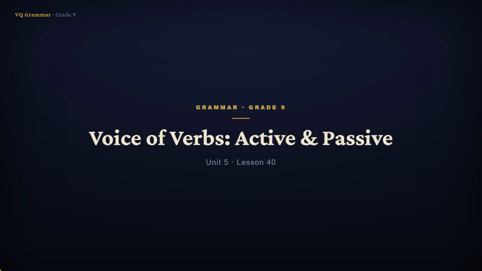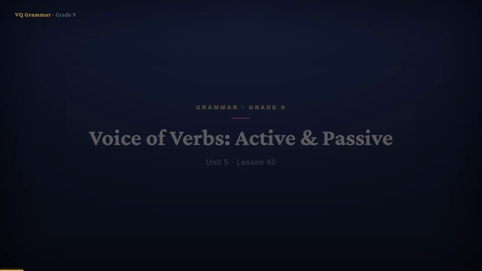Welcome back to Grammar Grade 9. This is Unit 5, Lesson 40, and it's the finale of our unit on verbs. Today we're looking at something called the voice of a verb, active voice and passive voice. It sounds fancy, but the whole idea comes down to one simple question. Is the subject doing the action, or is the action being done to it? Once you can hear that difference, you'll write with more punch and more control.